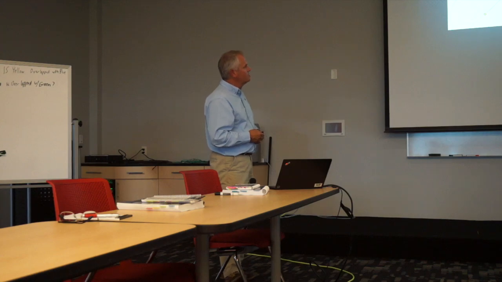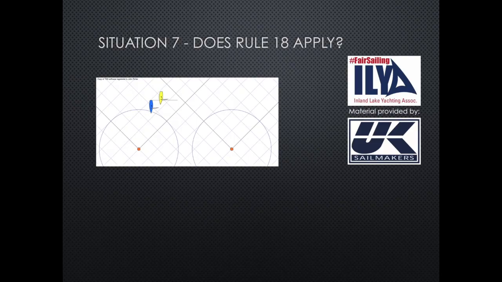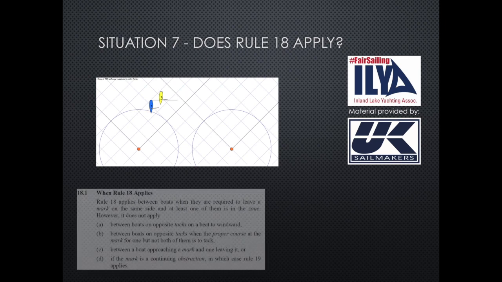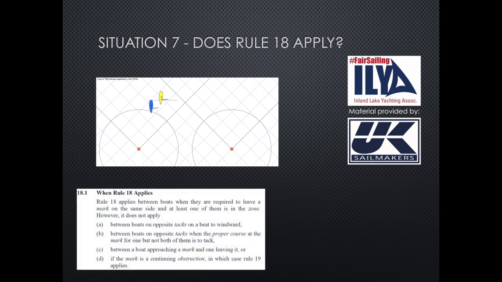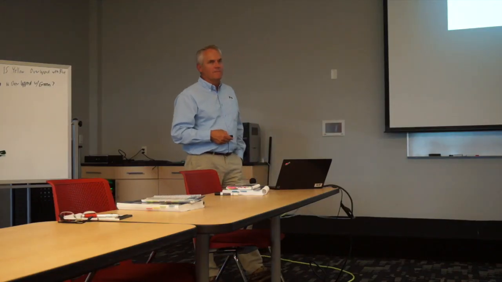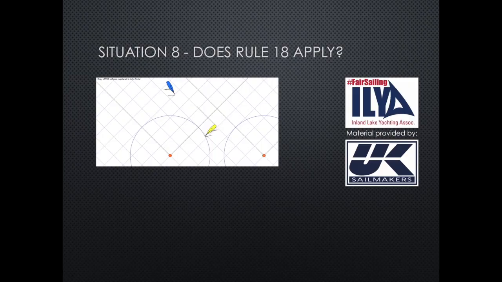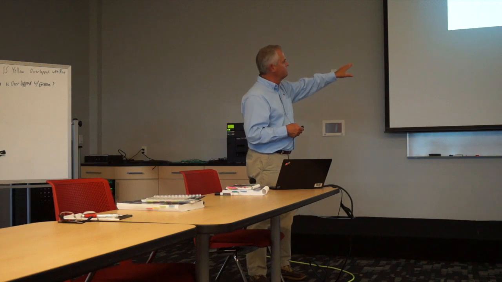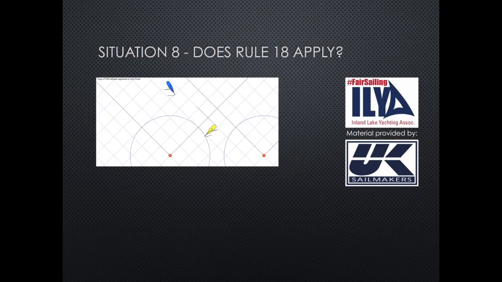How about in this case? So here we have blue entering the zone. Looks like they're inside of yellow. Does Rule 18 apply here? Is there mark room? Yeah, blue's got room. How about here? Now we've got some interesting angles going on. Yellow's just getting to the zone, and blue is still quite a ways away.